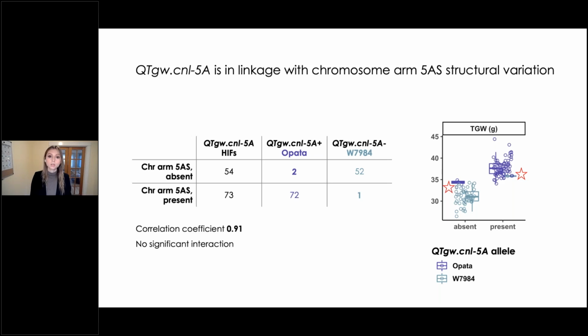And we see that for the presence of the short arm on the right-hand side of the plot, the HIF that broke linkage disequilibrium and has the W7984 allele at the QTL has a phenotype of a higher 1,000 grain weight, even though we had been attributing a W7984 allele at the QTL to a lesser 1,000 grain weight. So this is a relatively small sample size, but again, very tight LD. And ultimately, this suggests the phenotypic variation could be explained by either the chromosome 5AS structural variation or the QTL alleles, despite our best efforts to develop a very homogeneous background genome in fine mapping.